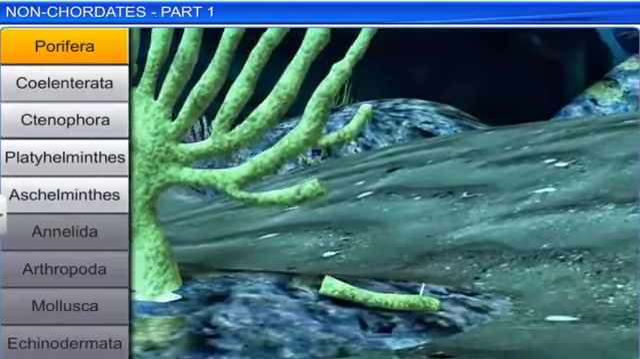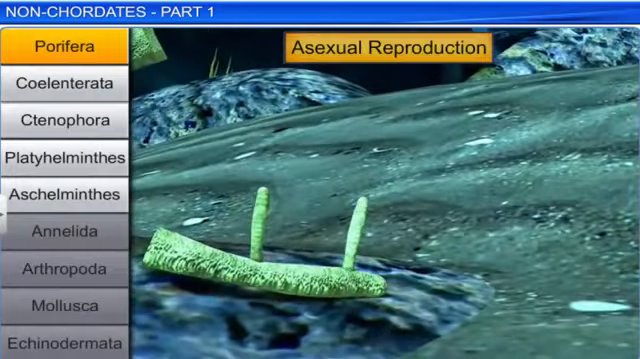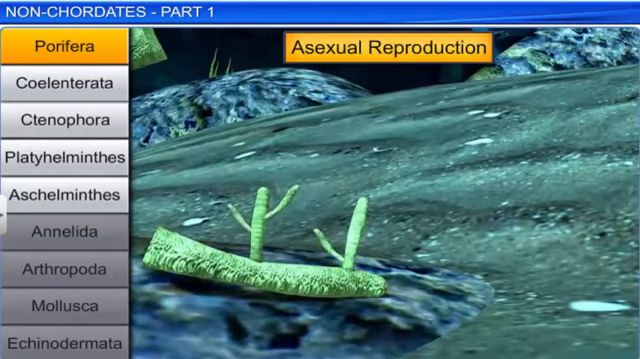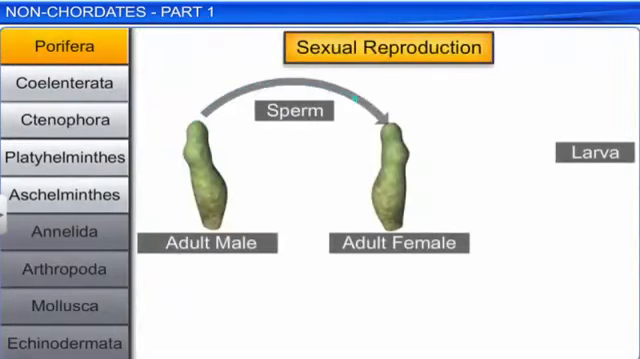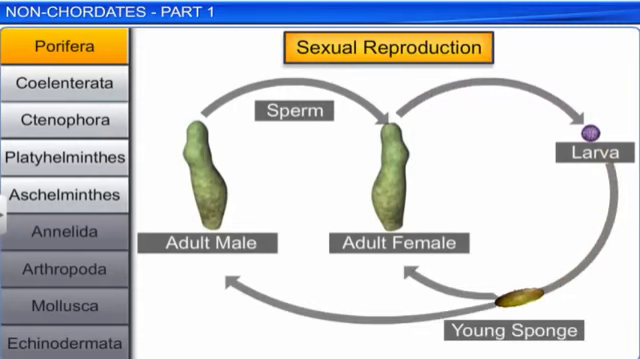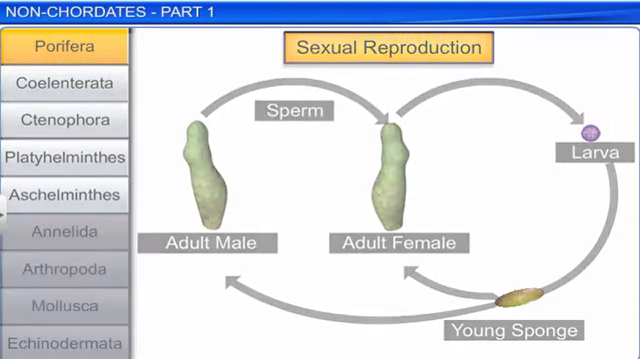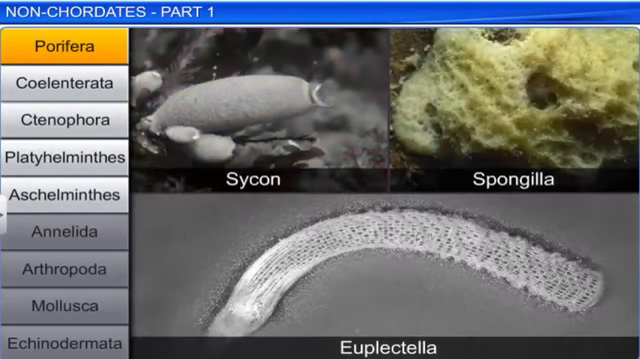Sponges are hermaphrodite and they reproduce asexually by fragmentation as well as sexually by formation of gametes. In sponges, fertilization is internal with indirect development. Sycon, spongilla, and euplectella are some common examples of sponges.